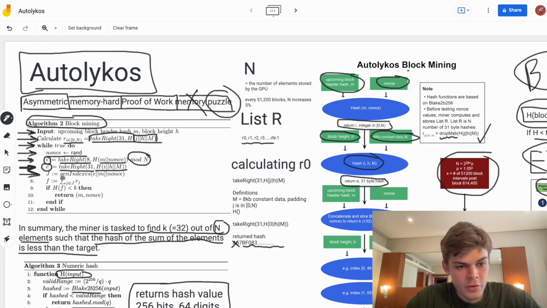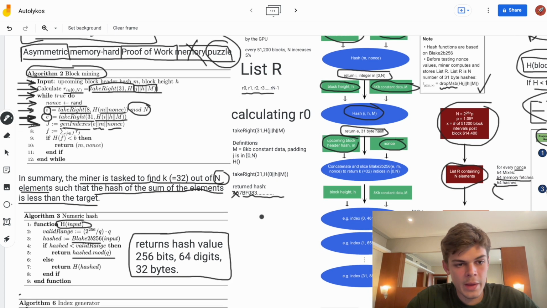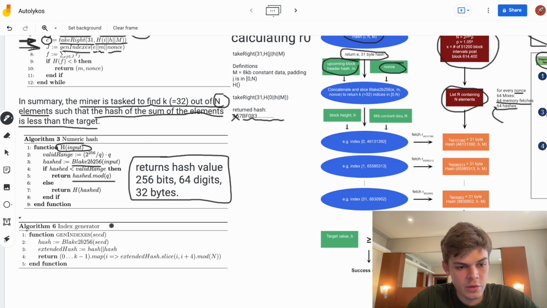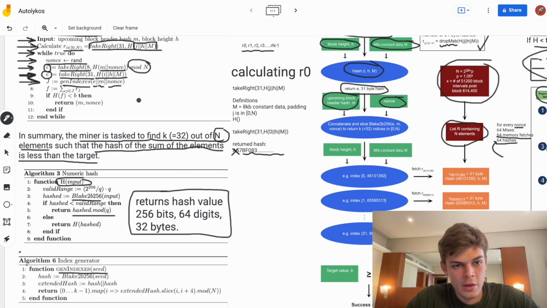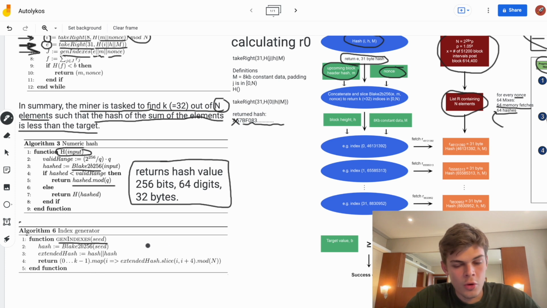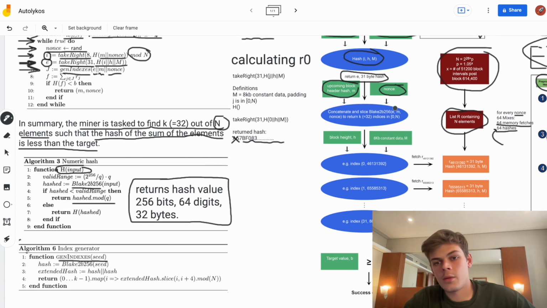So we pass to the generation indexes function E, which we just calculated, basically like a seed to this, M, which is equal to block header hash and nonce, right? So as we can see here is what we do. I'm not going to go too into depth in algorithm 6, which is here, but this is what we passed into the function. What do we do? I'm just going to focus on the diagram here.